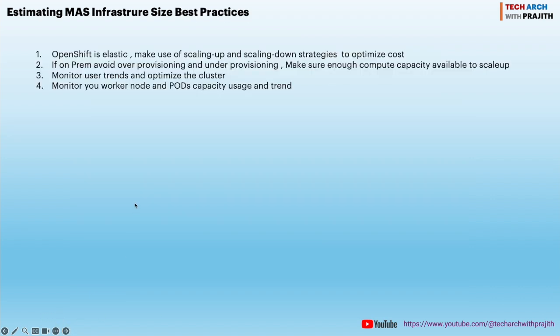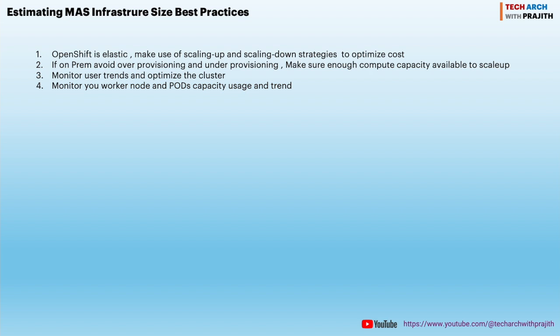And finally, a couple of infrastructure sizing best practices. There are a few high-level key points I want to highlight. One is that OpenShift is elastic. Make use of scaling up and scaling down strategies to optimize the cost. You might have initially provisioned a cluster which you might have over-provisioned. So as I mentioned, look at the behavior of your cluster, monitor for a couple of weeks or months, and learn from that to optimize. Use the same calculation to optimize your number of worker nodes and save cost in the cloud world.